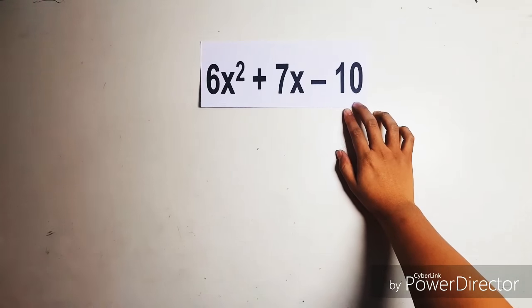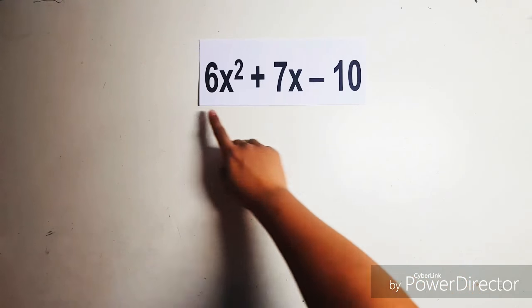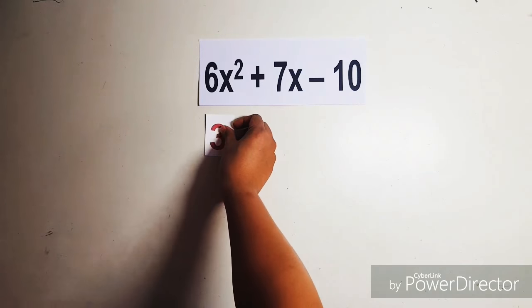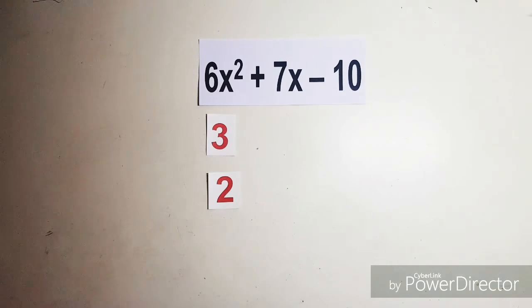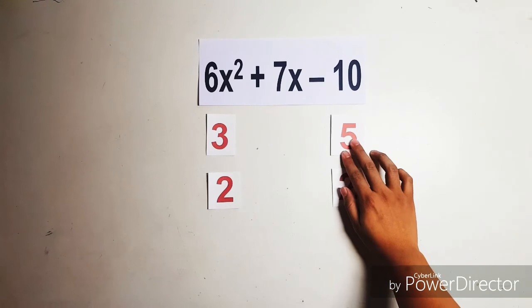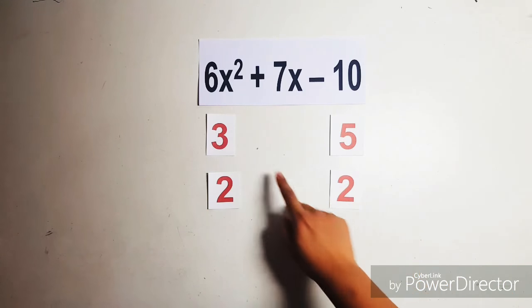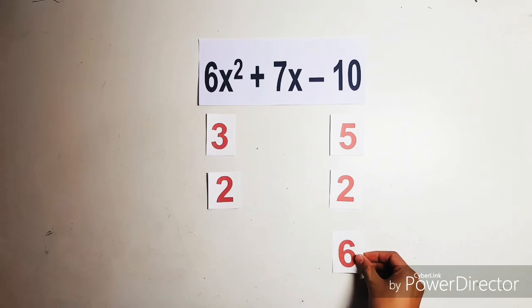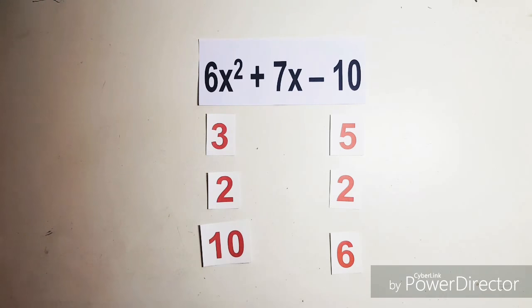Let's have another example for case 3. Again, we have to get the factors of the first and the last term. The factors of 6 could be 3 and 2, while the factors of 10 could be 5 and 2. Now, we have to verify if the order of the factors is correct, so we do the cross product. If we multiply 3 times 2, the answer is 6, while when we multiply 5 times 2, the answer is 10.